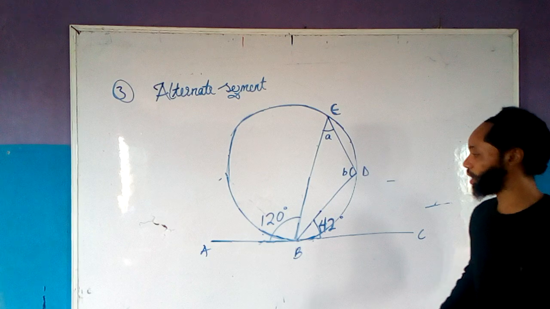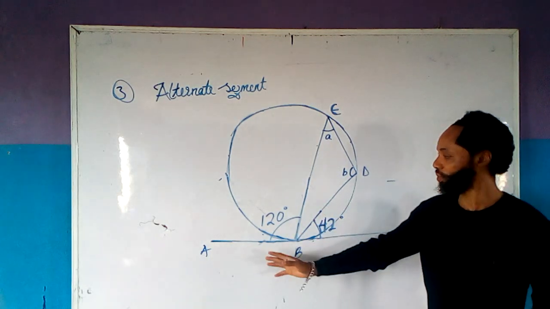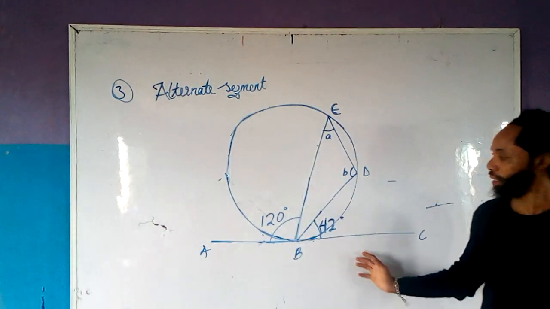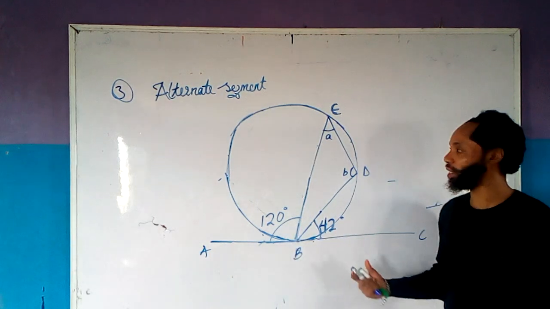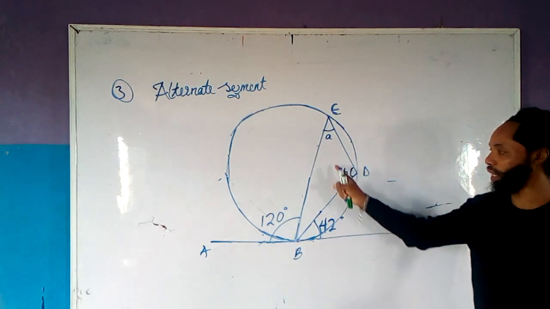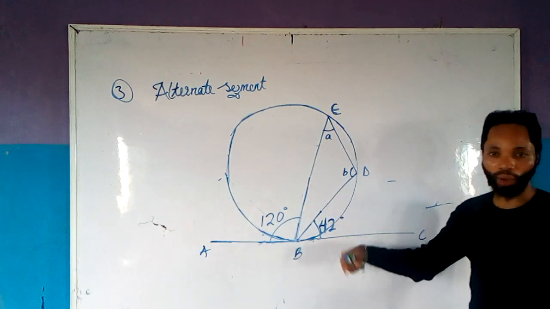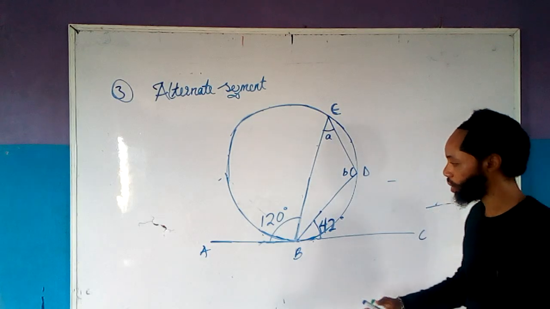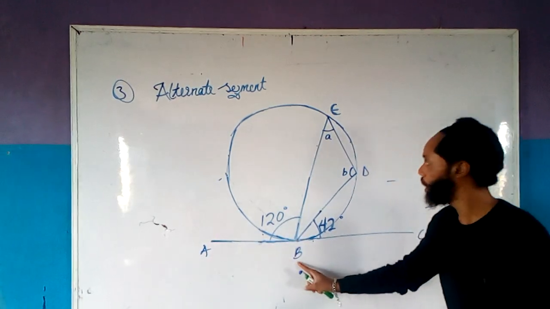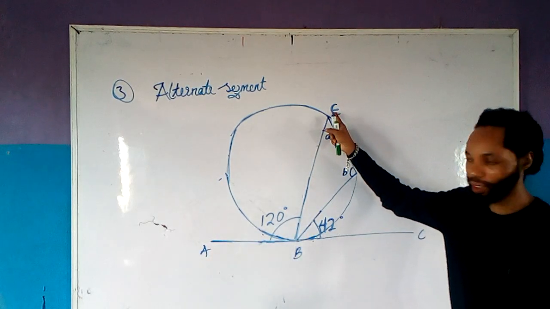Okay, here's another question. We have the circle and a tangent line. AC is a tangent line. Now, we are asked to find the value of A and B. Now, I want us to understand, name our angles. Angle ABE. Look at it.